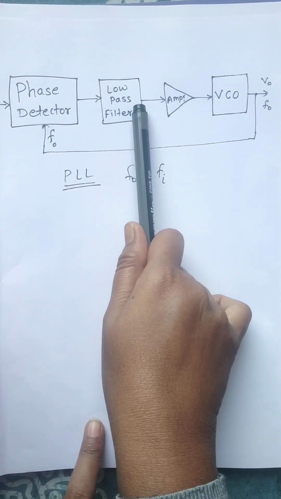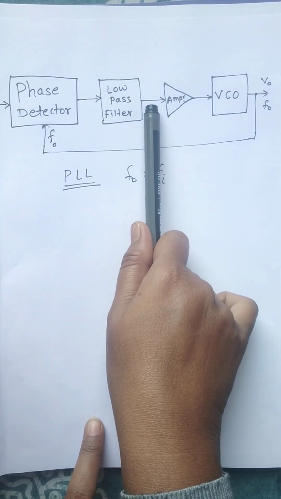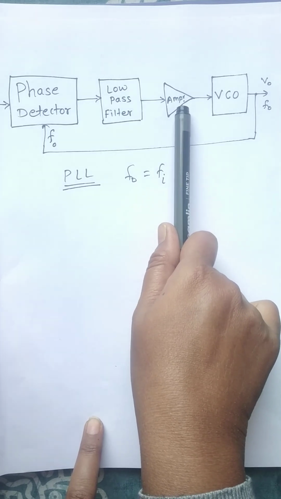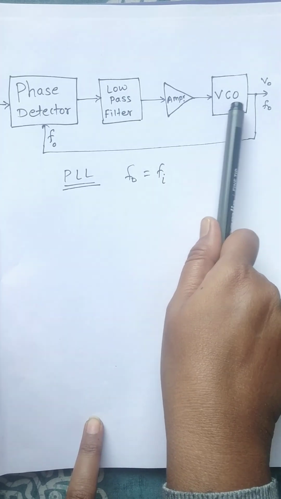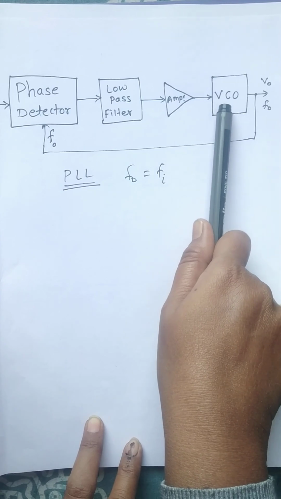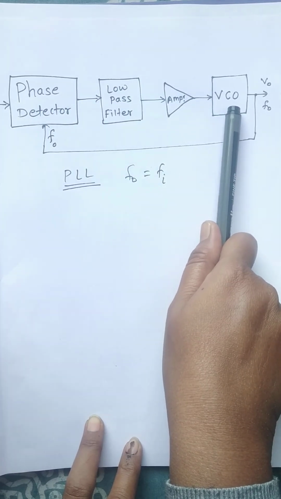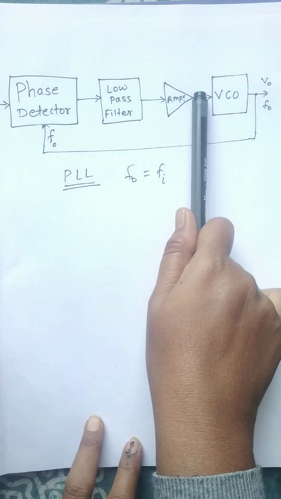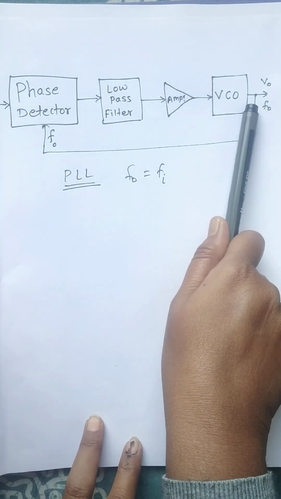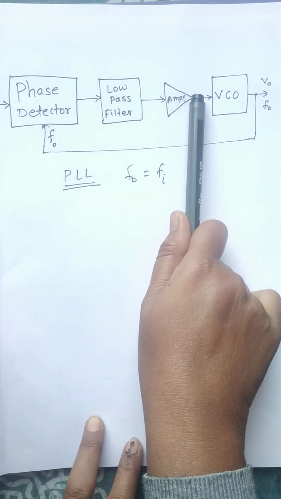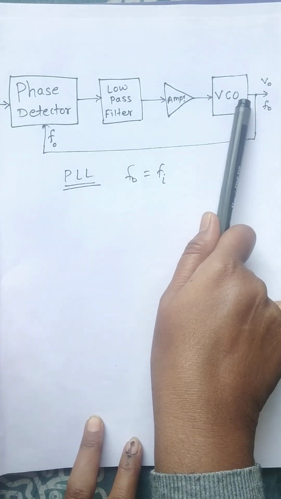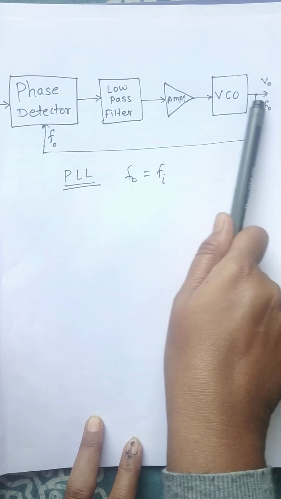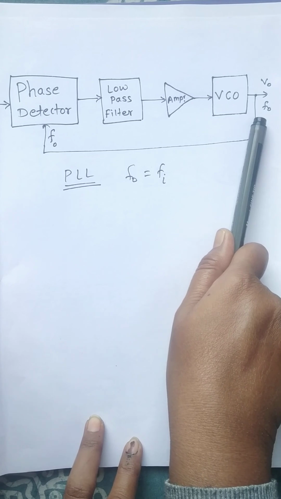Now if that DC signal has a very low amplitude, it is amplified with the amplifier and applied to the VCO, the voltage controlled oscillator. Now what is the role of the voltage controlled oscillator? As the name suggests, it produces oscillations and its input is voltage. Depending on the voltage, it will change its frequency. If the input voltage is higher, oscillations will be higher. If the input DC voltage is lower, it will lower its frequency.